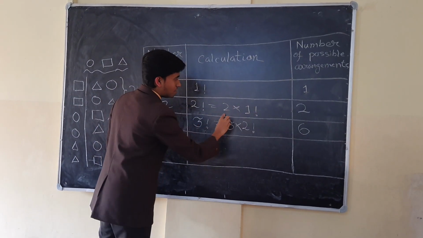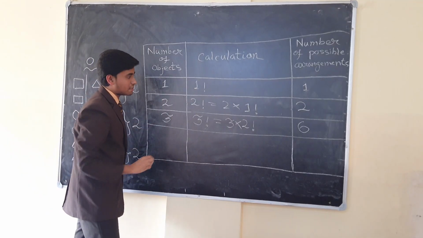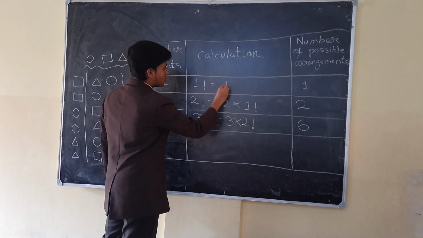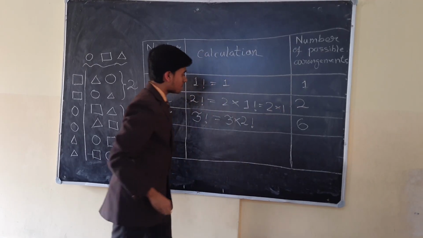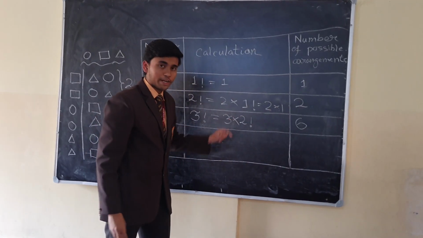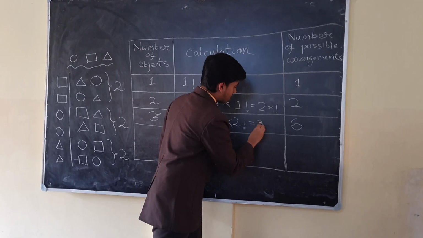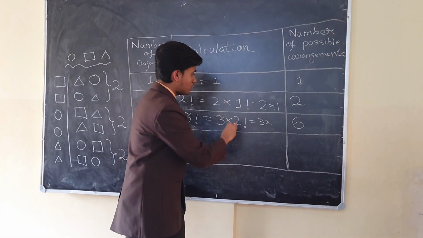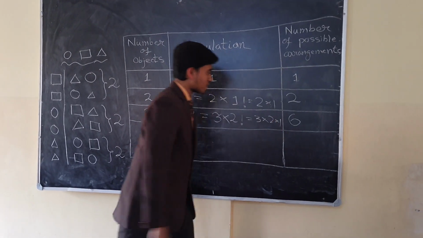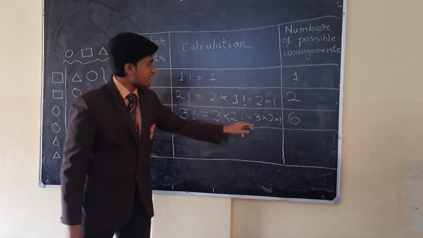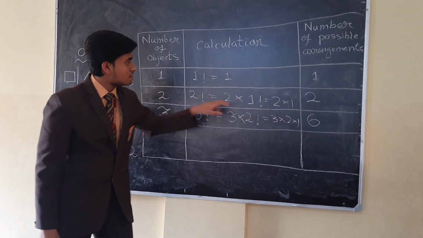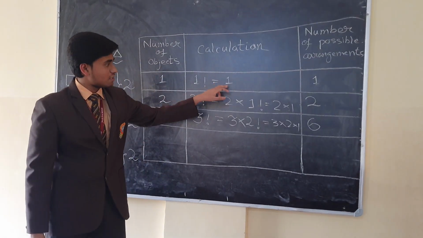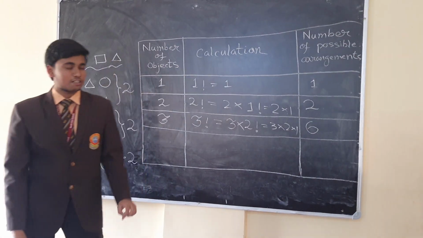That means 2 multiplied by the number of ways one object can be arranged. We know 1 factorial is equal to 1. So 2 into 1 factorial will be equal to 2 into 1. Here I can see it is 3 into 2 factorial. It will be equal to 3 into 2 factorial, and 2 factorial is 2 into 1, which will give me 3 into 2 into 1. 3 factorial is 3 into 2 into 1, or I can also say 1 into 2 into 3. 2 factorial is 1 into 2 and 1 factorial is 1. The pattern has become obvious.